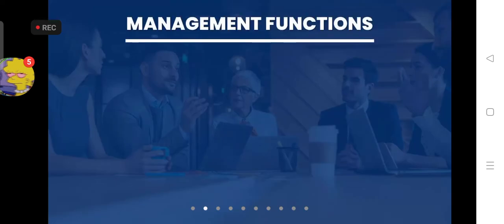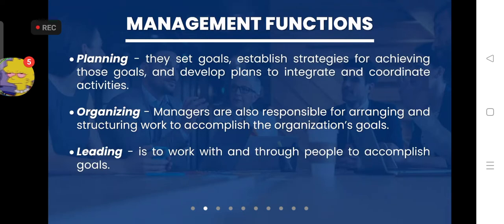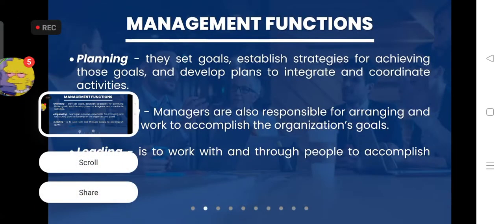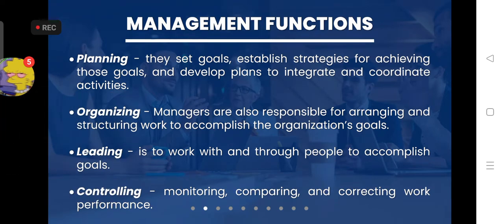So in the earlier part of the 20th century, Henri Fayol, a businessman, proposed the 5 functions of management, which include planning, organizing, commanding, coordinating, and controlling. Now, there are only 4 management functions which we are going to tackle, and they are planning, organizing, leading, and controlling. So first, can we have someone to read about planning?